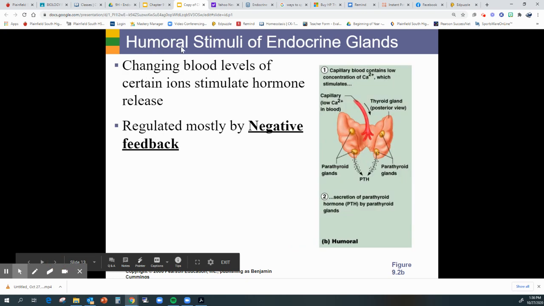All right. Humoral changes, again, these are looking at changes inside of the levels in the blood. These guys are really mostly regulated by negative and positive feedback systems, specifically negative. So they're just looking for a specific level inside of the blood. So this example over here is calcium.